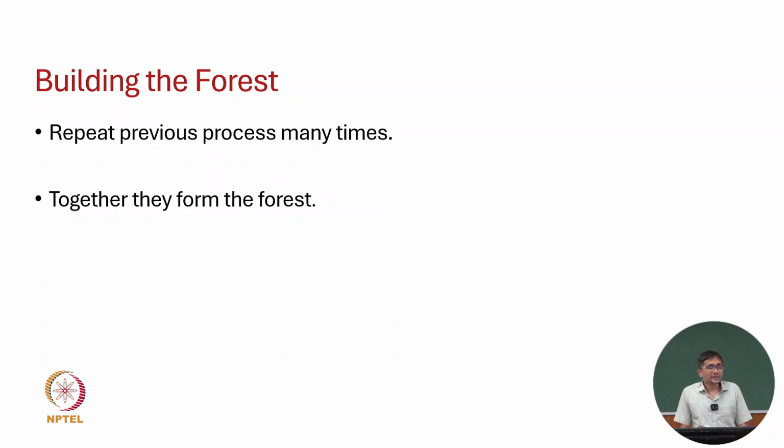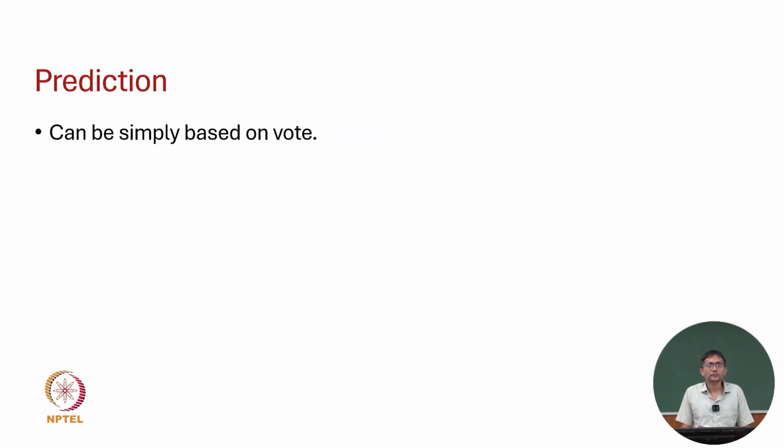And then comes the forest. The name has two parts, right? Random and then forest. So this is the forest part, where this particular process is repeated many times, and all these trees together form the forest. The prediction can be simply based on a vote.